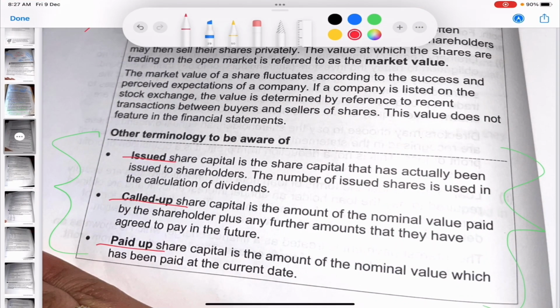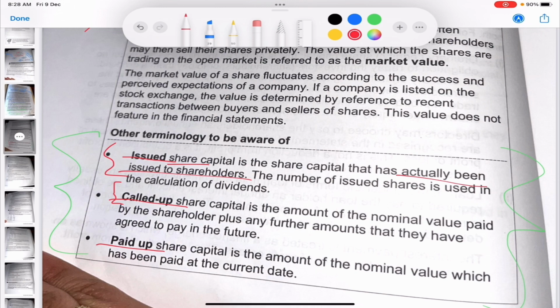Okay, so now what is issued share capital? A company has a number of shares which it would like to issue to the public, which it would like to raise from the public. Issued share capital is the share capital that has actually been issued to shareholders. So the company sets aside a particular amount which it would be raising from the shareholders. That amount is known as the issued capital.